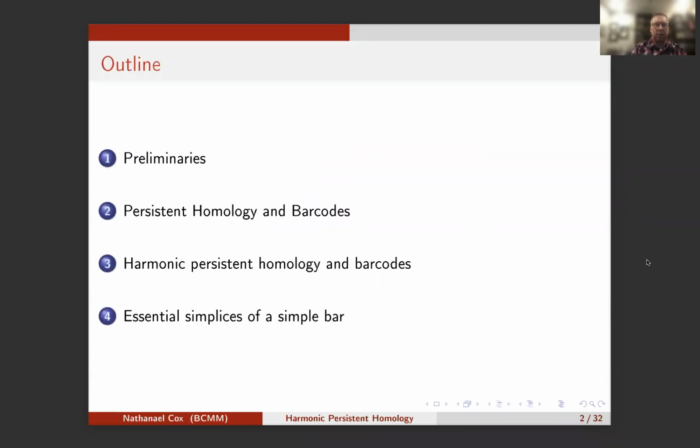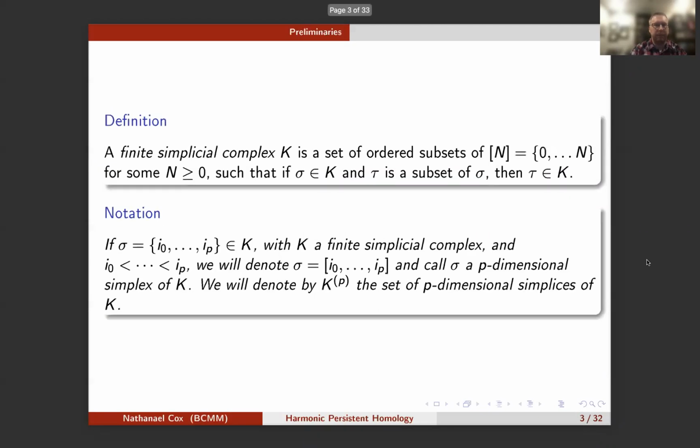So, an outline of the talk: we're going to go over some preliminaries. We're going to talk about persistent homology and the barcodes associated with that, harmonic persistent homology and those barcodes, and then finally essential simplices of our simple bars will be related to our harmonic persistent homology.